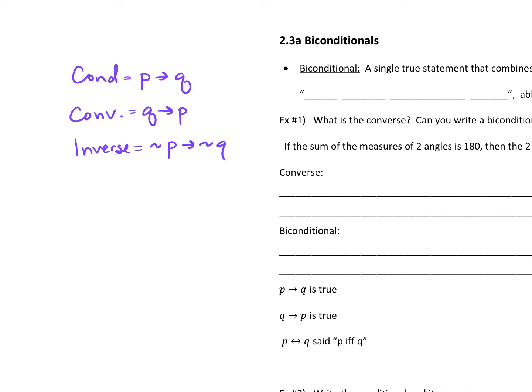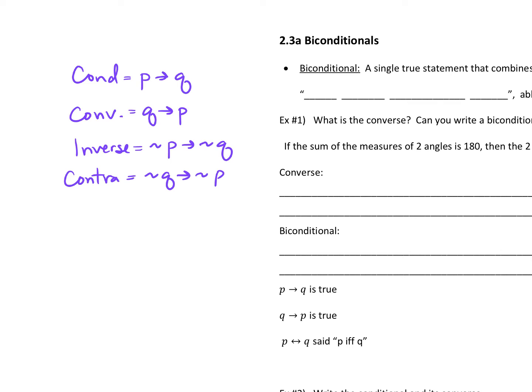No. If not P, then not Q, right? Remember we did the little dance? It went back and forth and back and forth. And then the contrapositive was if not Q, then not P, right? So those were the 4 that we talked about.